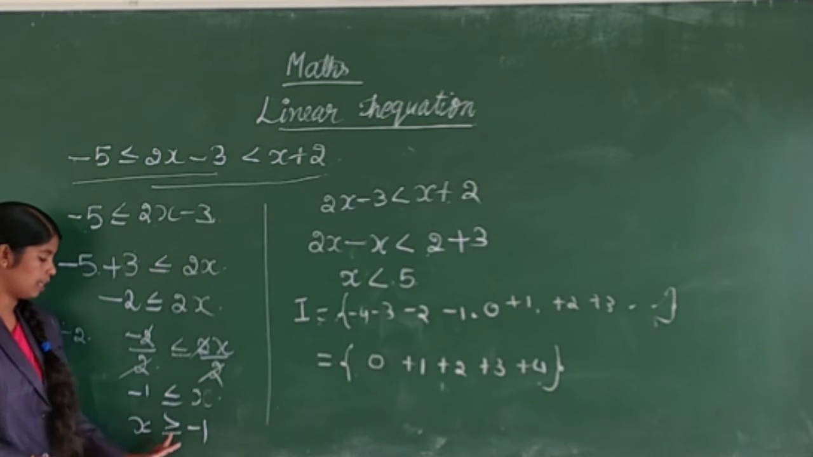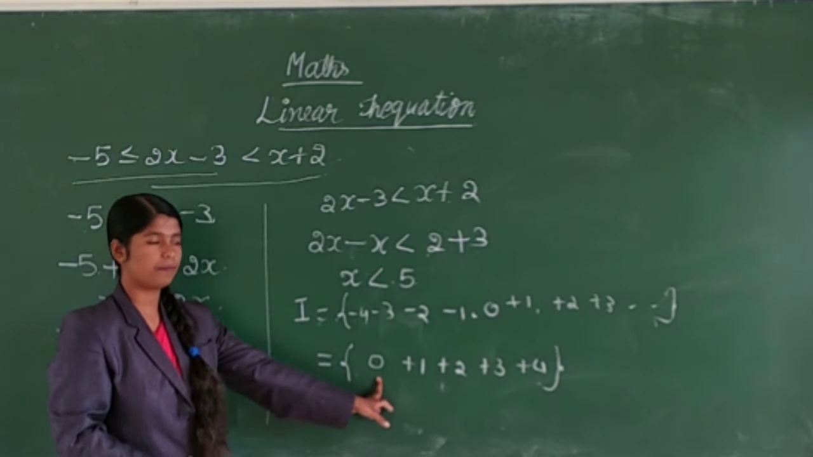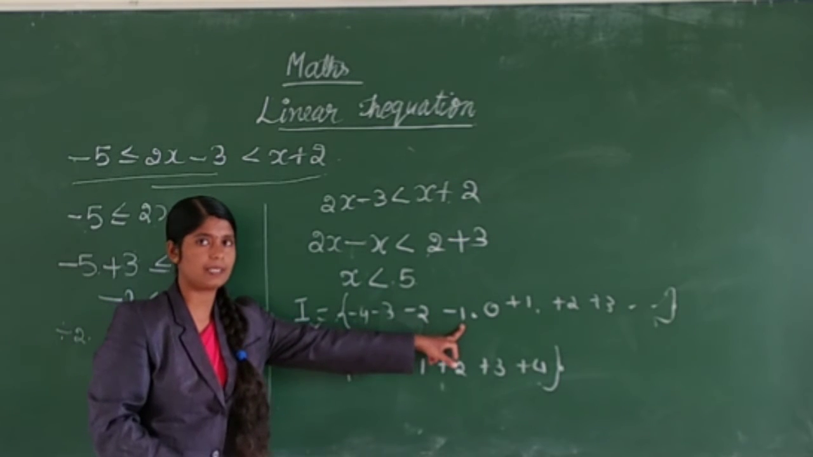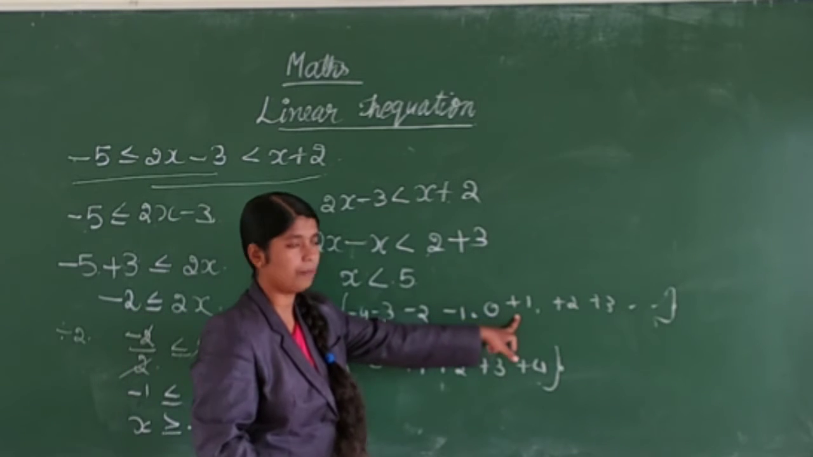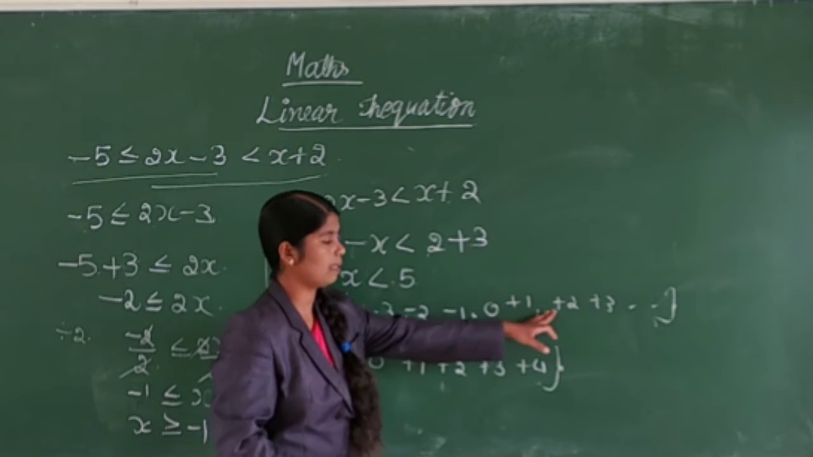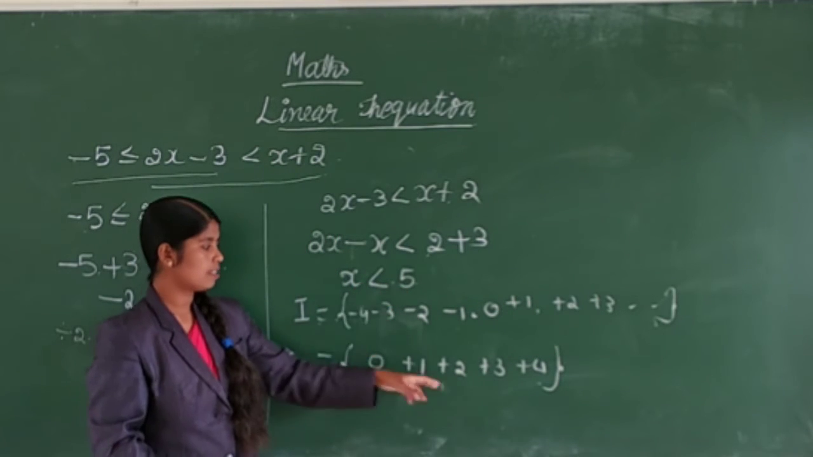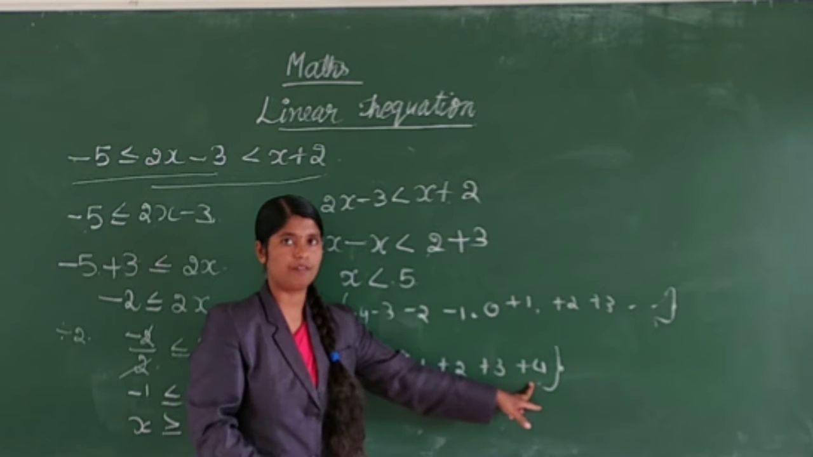Hope you understood. X is greater than minus 1, so we have started with 0. You can look into the integer number set. Greater than minus 1 begins with 0, plus 1, plus 2. And the second condition is given: x is less than 5. So we have stopped at plus 4.